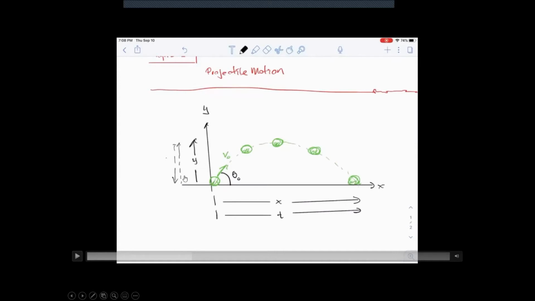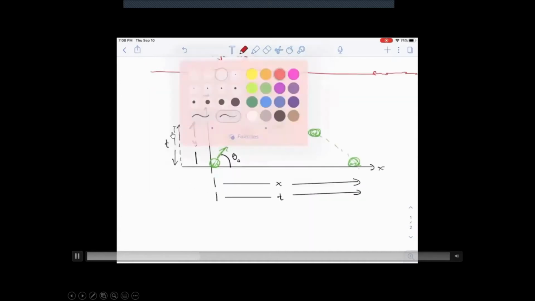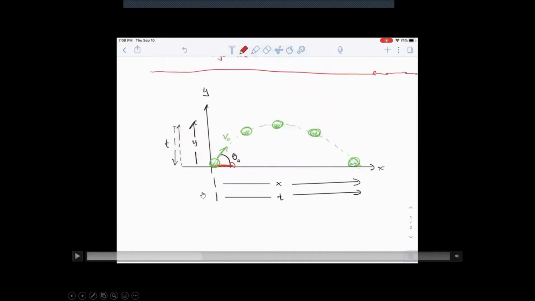So the amount of time it takes for it to travel forward is the same amount of time for it to go up and down. In essence, the amount of time it takes there is going to be the same as the amount of time it takes here along the vertical direction. Initial velocity is going to have an x component. It's going to have a y component. Final velocity is going to have an x and a y component.